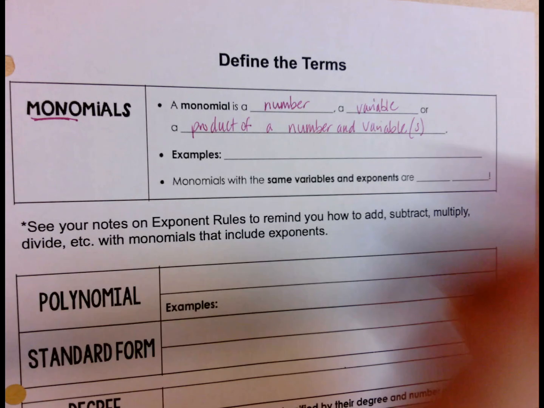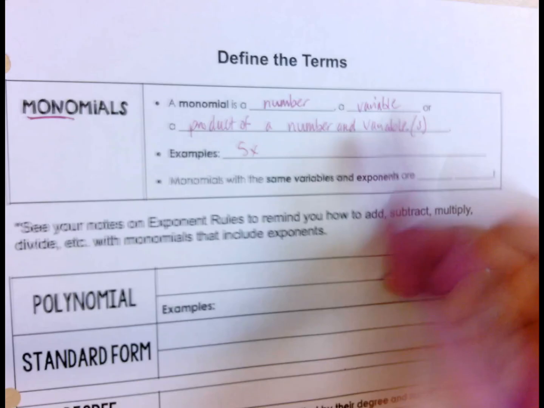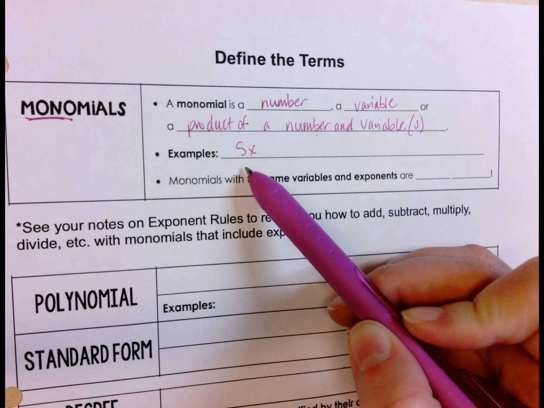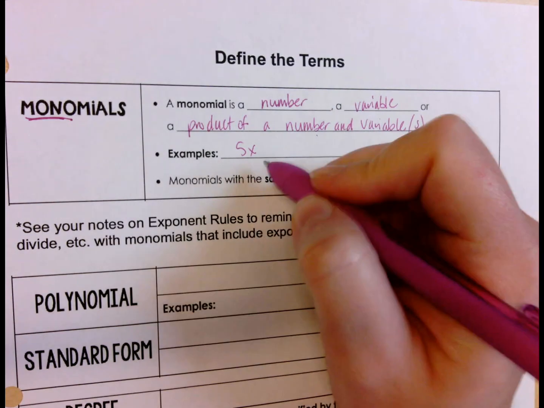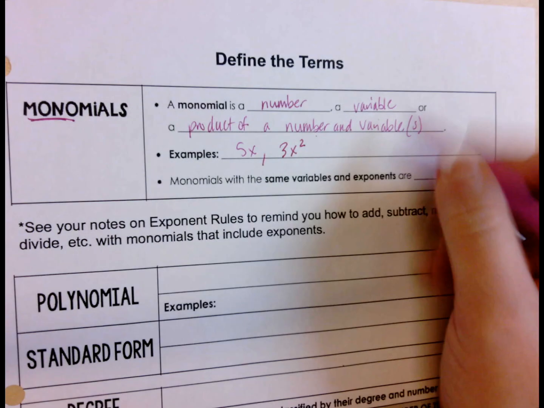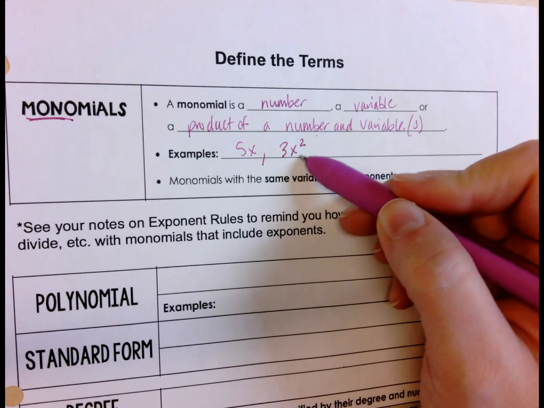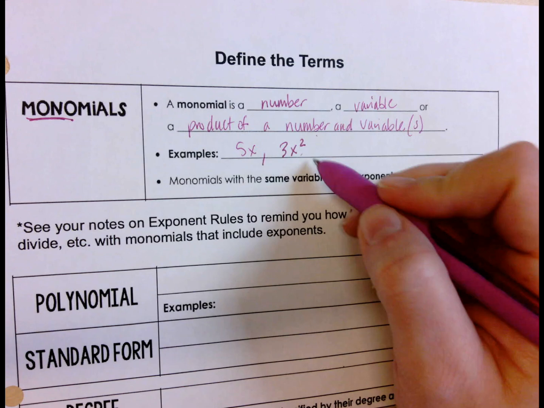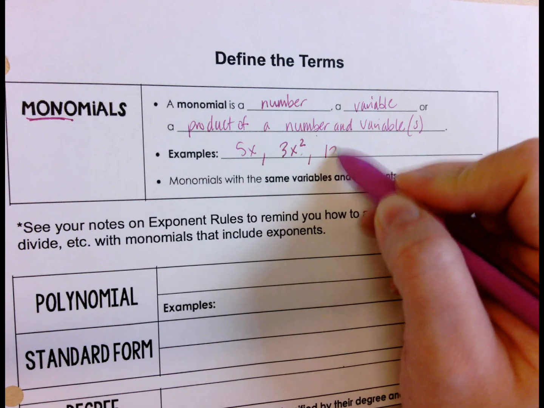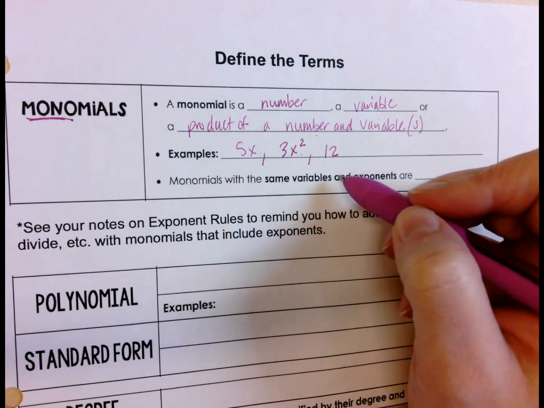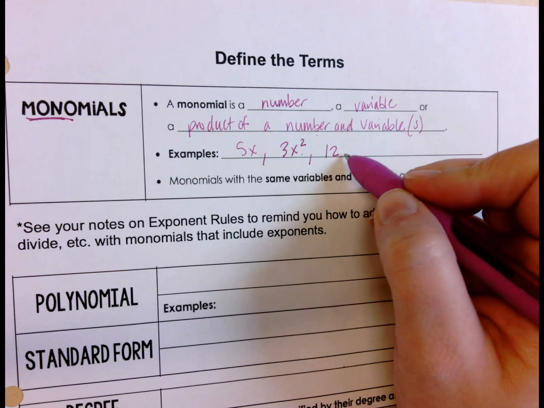And so an example would be like 5x. Okay, that's a product of a number and a variable. That's an example of a monomial. It's a term. Then we also have 3x squared. There's more than one variable there. It's x squared, but it's still that product, and so it is another example. 12 is just a number, so that's also an example of a monomial, a single term.